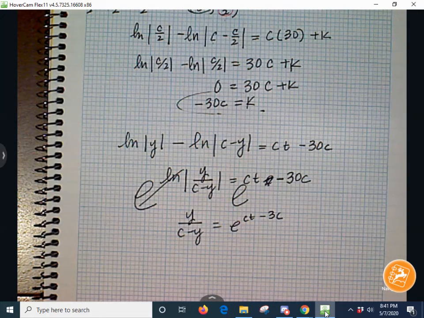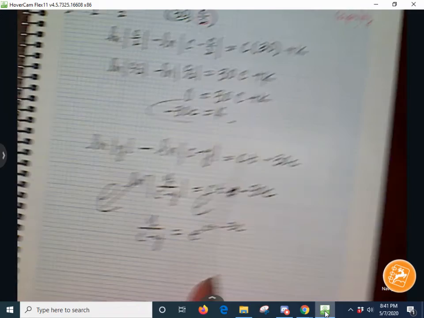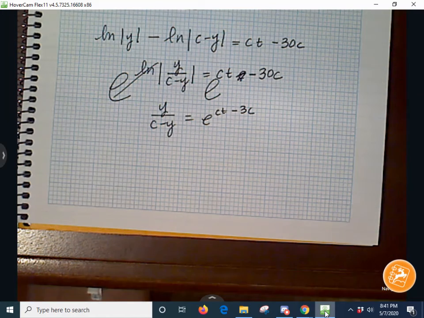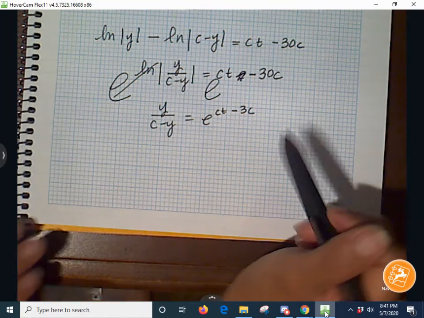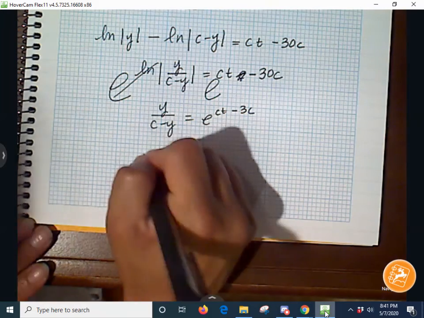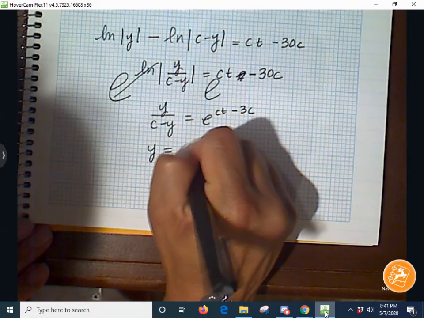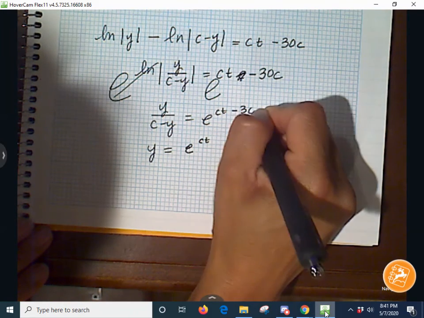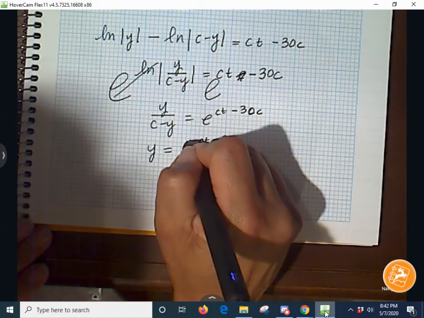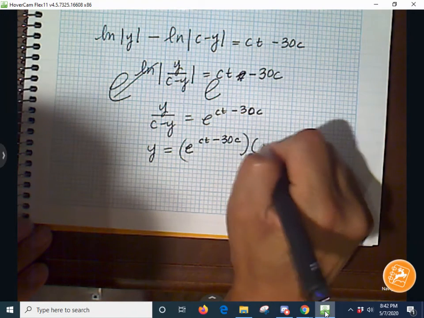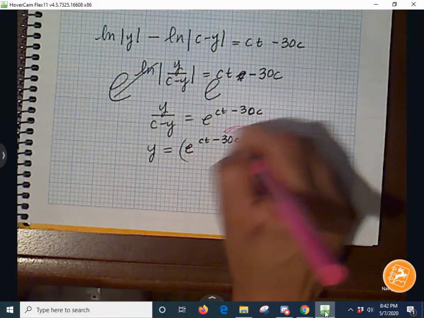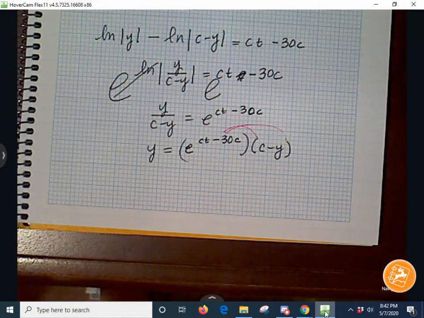And I think we're getting closer to where we want to be. We need to get y by itself in terms of t, our variable t. So the first thing we're going to do is multiply out c minus y. So y is equal to e to the ct minus 30c times c minus y, like so. And then you're going to distribute this, like so.